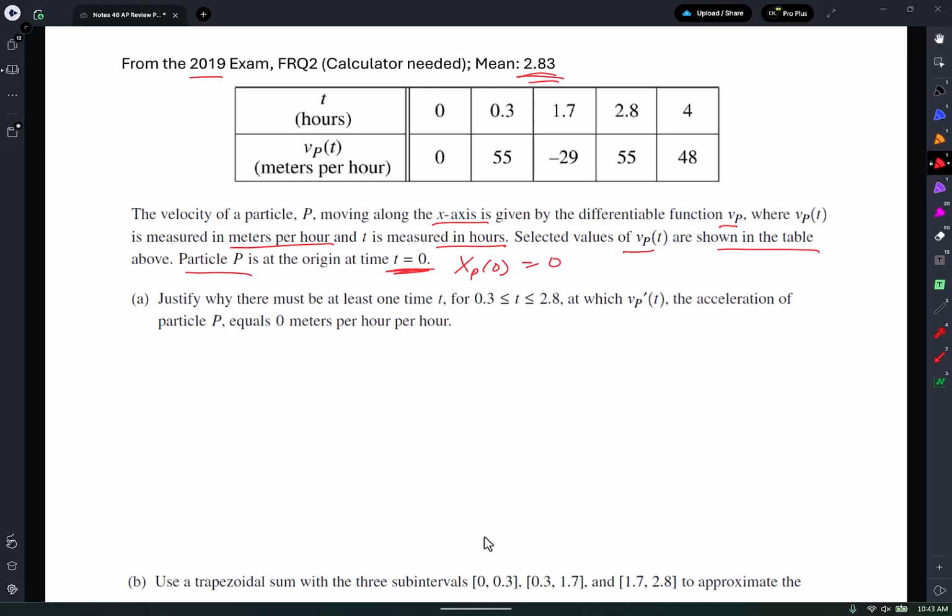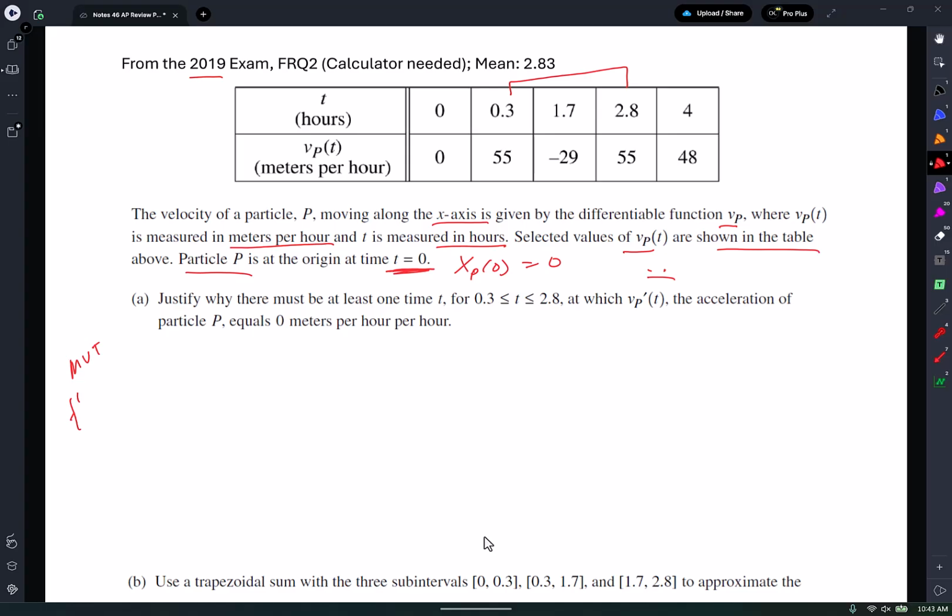It says justify why there must be at least one time t between 0.3 and 2.8. That's what I'm going to emphasize, 0.3 and 2.8, at which v prime of t, they're giving us a hint there, the acceleration of particle p, equals 0 meters per hour per hour. Okay. Let's see, I'm looking at the table. Well, look at the table. 0.3 and 2.8. What theorem do you think they want me to use? No, not intermediate. The mean.